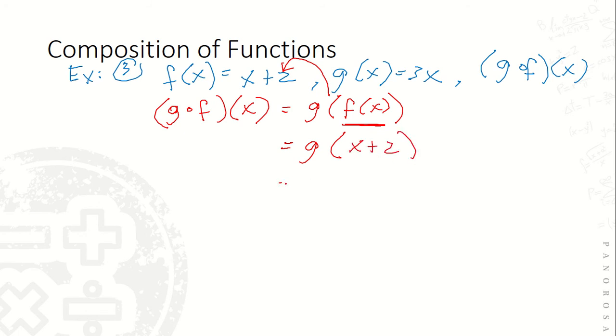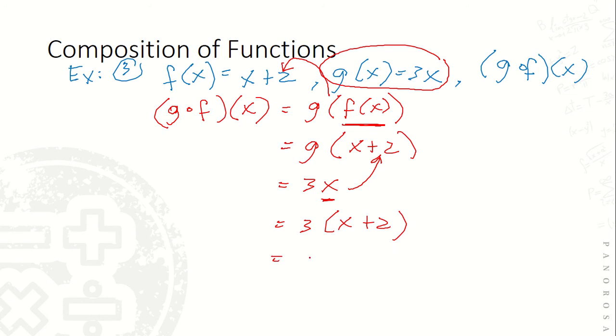Then, consider the primary function. Ang primary function natin ngayon ay g of x equals 3x. So, kunin ng g, that is 3x. Tanggalin ng x, palitan ng x plus 2. Okay, equals 3 times x plus 2. And then, simplify. Solve. 3 times x, we have 3x. Plus 3 times 2, we have 6. So, we have 3x plus 6.